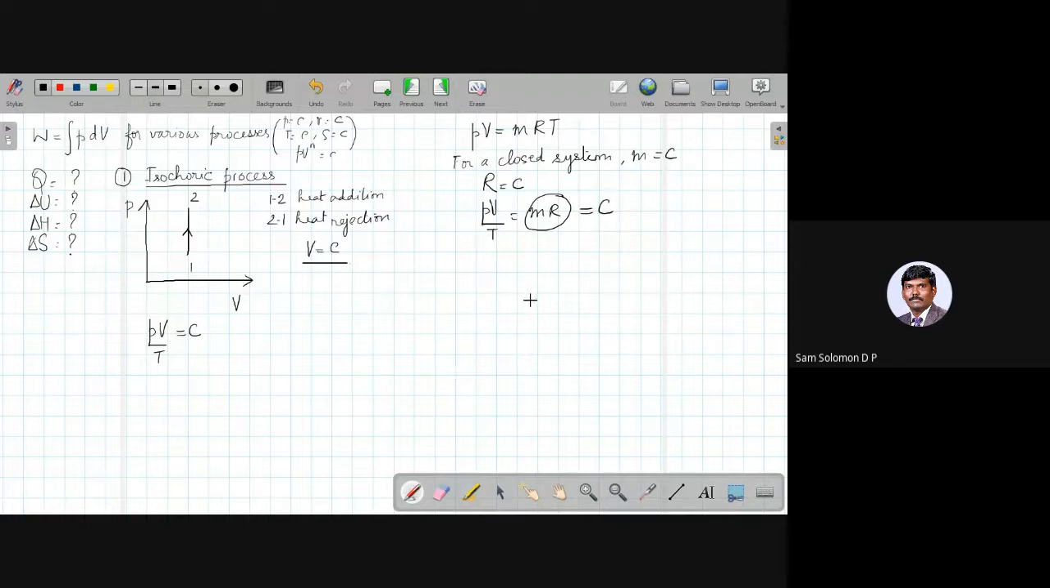We have already seen this when we talked about the ideal gas equation of state. So PV by T equal to constant, which means I can write P1 V1 by T1 is equal to P2 V2 by T2. Okay, and because volume is constant, V1 is equal to V2, so I can cancel these two, which means I get P2 by P1 is equal to T2 by T1. Sorry about that. This is supposed to be T2 and this is supposed to be T1.